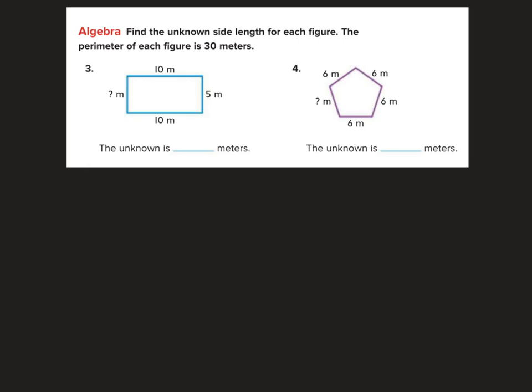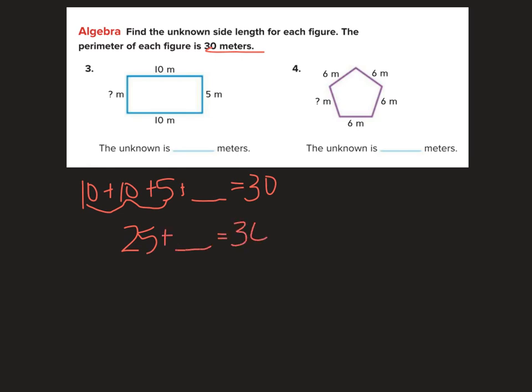Find the unknown side length for each figure. The perimeter of each figure is 30. Okay, so for number 3, we're saying 10 plus 10 plus 5 plus we don't know is going to equal 30. So let's start by adding up what we do know. 10, 25. So we have 25 plus what is 30. So we know that would be 5. The unknown is 5 meters.